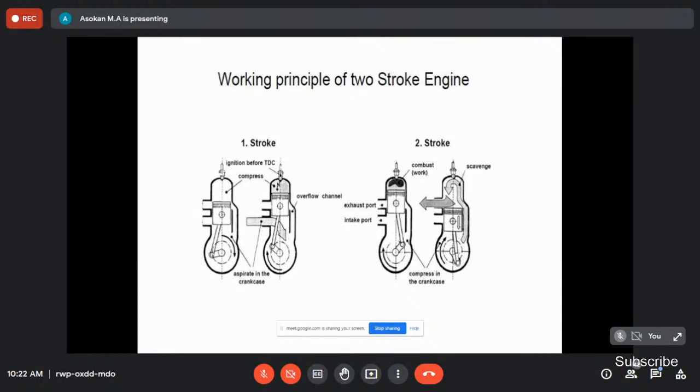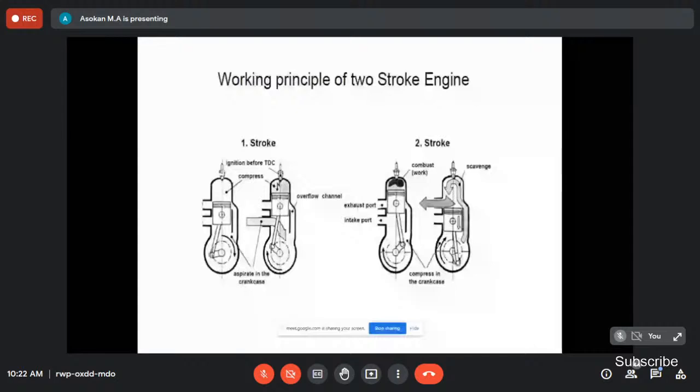Then the piston moves from bottom dead center to top dead center. Then what happens? The compression. The inlet port is closed, so compression takes place. At the end of the compression, the exhaust. So in one downward stroke, the suction and expansion, and in the other stroke, exhaust and compression.